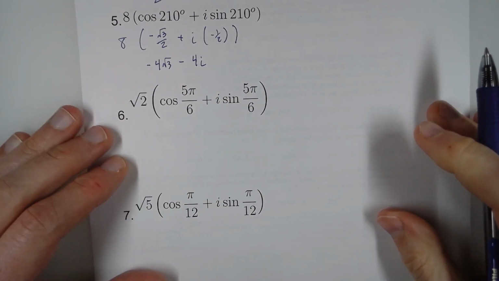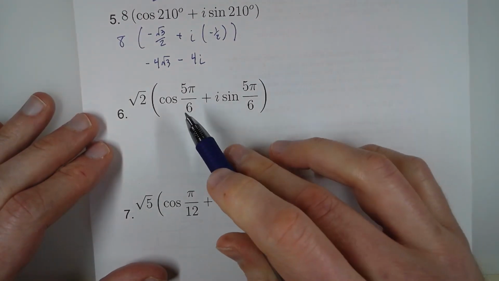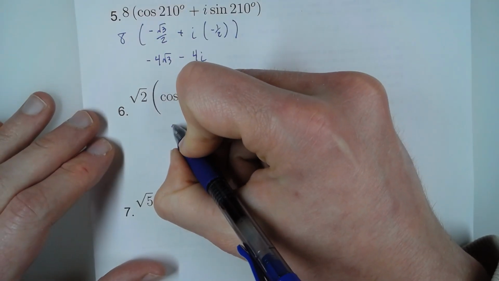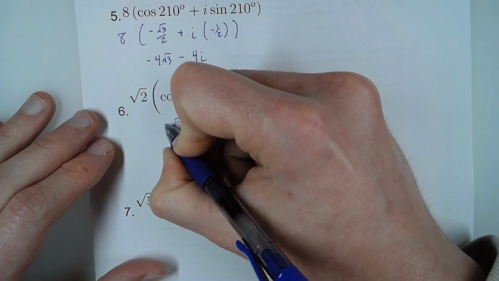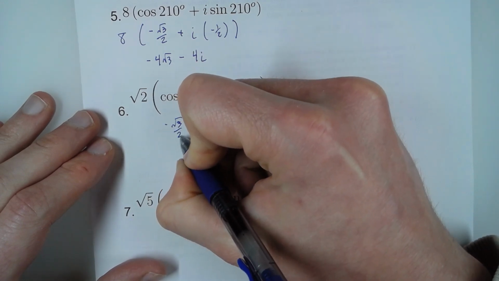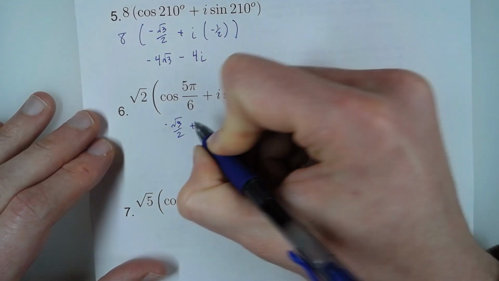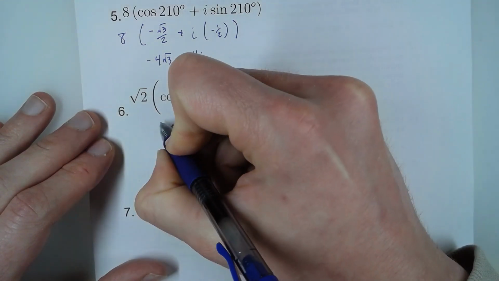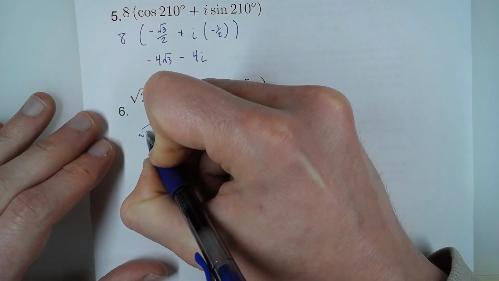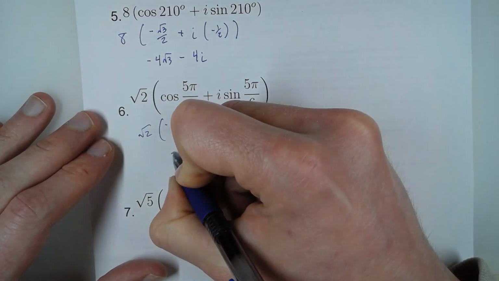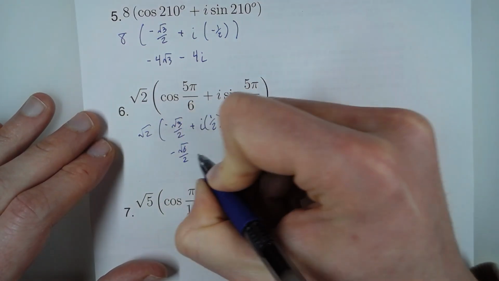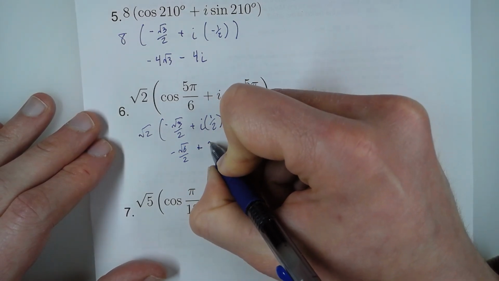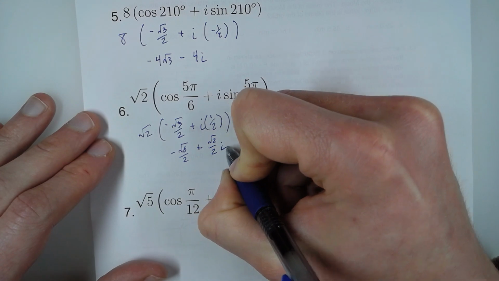Over here for number 6, cosine of 5 pi over 6, that's going to be negative square root of 3 over 2 plus i times 1/2, times square root of 2. So we get negative square root of 6 over 2 plus square root of 2 over 2 i.